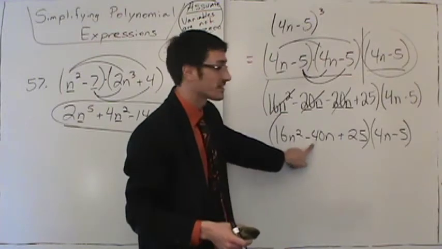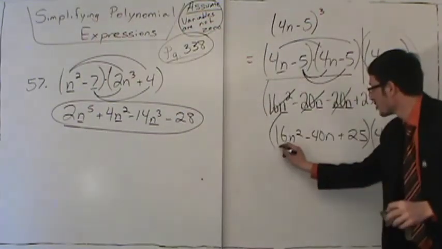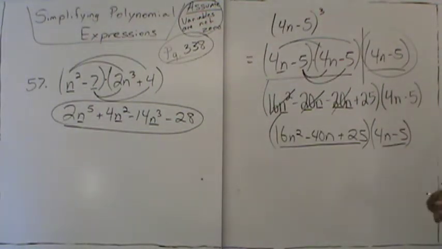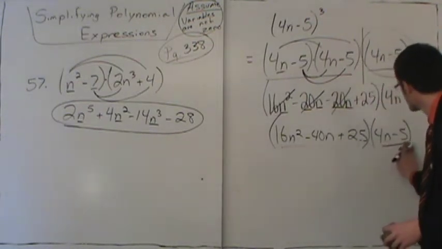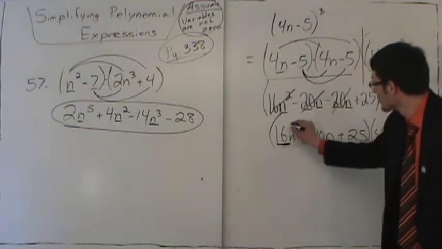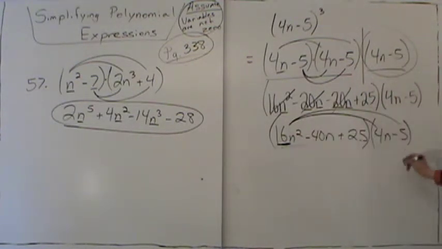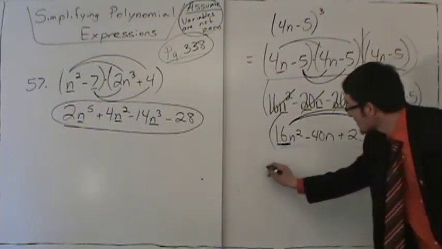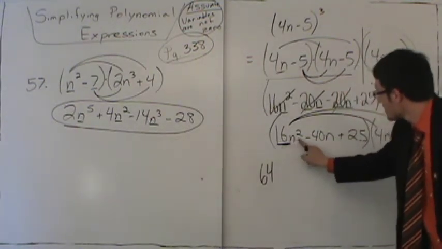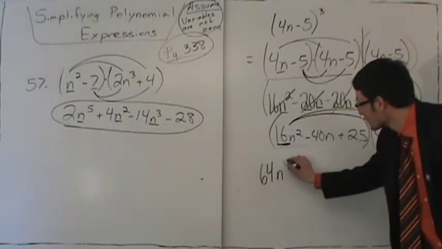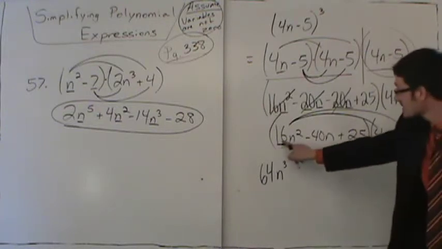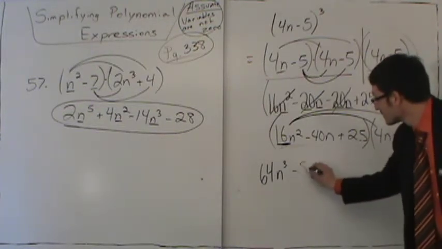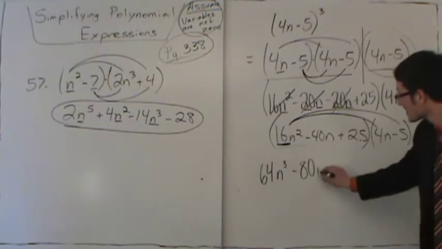And this is the result. Now we have to take this trinomial and multiply by this binomial. Okay, same thing. We're going to use the trick. Take the first term and multiply by both. So 16n squared times 4n. 16 times 4 is 64. n squared times n is n to the third. Now take the 16n squared times the negative 5. 16 times negative 5 is negative 80. And we have an n squared attached to the end.